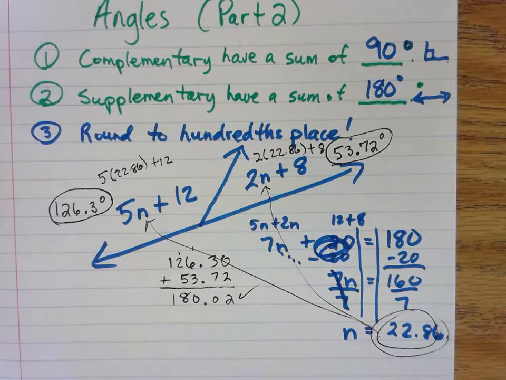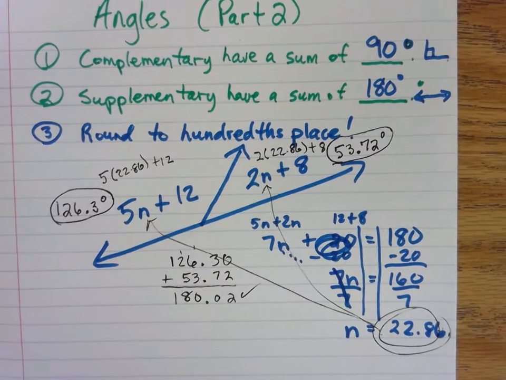All right, excellent work there, people, very good. All right, so that's how you do one if it's a supplementary pair. Remember, supplementary is 180. Let's try another one.